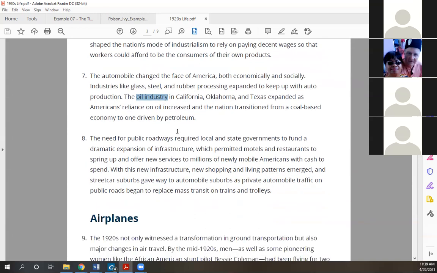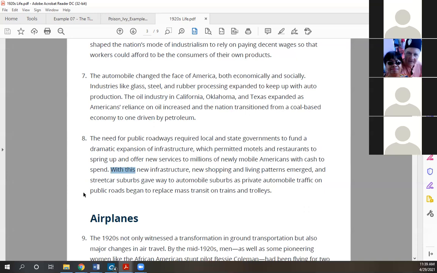So it says the need for public roadways required local and state governments to fund a dramatic expansion of infrastructure, which permitted motels and restaurants to spring up and offer new services to millions of newly mobile Americans with cash to spend. With this new infrastructure, new shopping and living patterns emerged, and streetcar suburbs gave way to automobile suburbs as private automobile traffic on public roads began to replace mass transit on trains and trolleys.